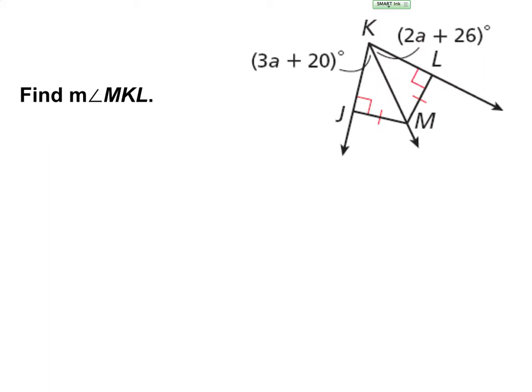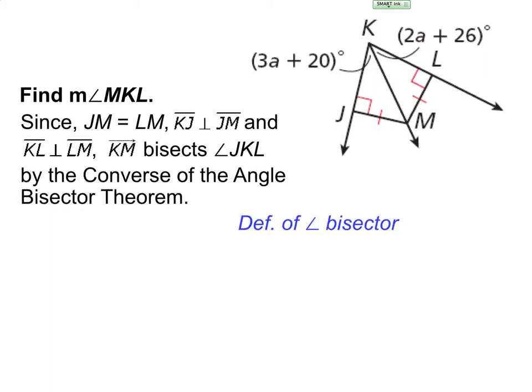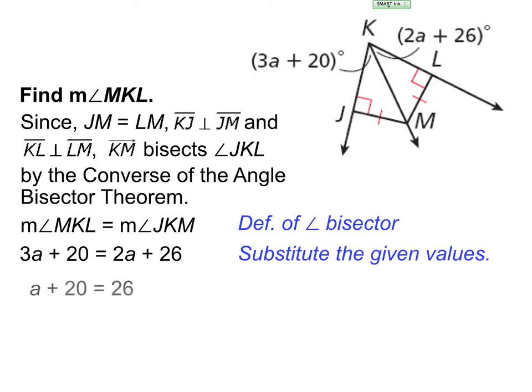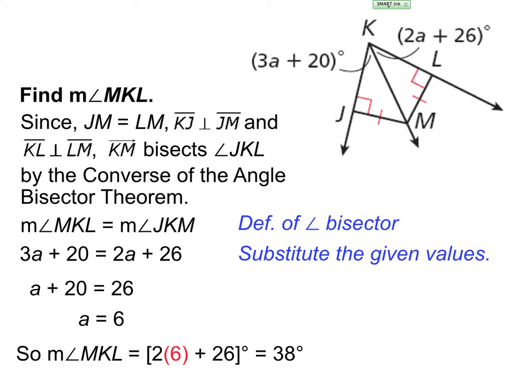Notice M is the same distance to the L side and the J side. So that means it's on an angle bisector, which would mean these two are the same. So 3A plus 20 equals 2A plus 26 to solve the problem. Now this one says find an angle measure in the end. So once we find A, we can't stop. A is 6. So what angle are we supposed to find? MLK, so just one of those small ones. So 2 times 6 plus 26 to finish the problem.